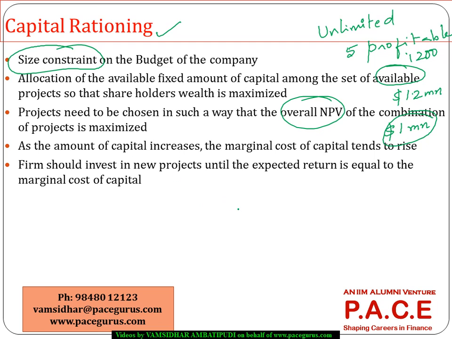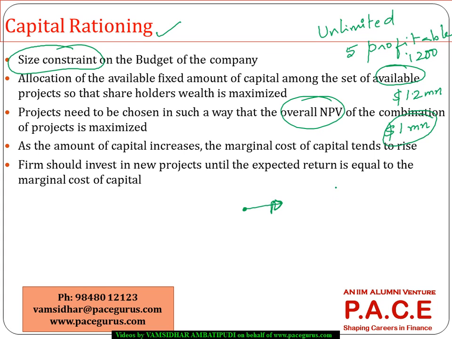Because initially we may see that for the first project, the cost of capital would be much lesser, whereas the benefit could be much higher. But as we are going for more and more capital, the cost of debt, cost of equity, all of them will go up, so the marginal cost of capital will keep increasing. So from a company's standpoint, it can go ahead with the investments as long as the return on the investments is greater than the marginal cost of capital.